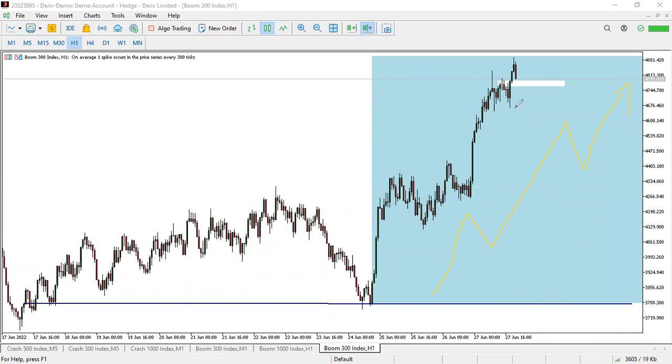I want to show you how to win these spikes. All these trades we're going to win them, guys, with no doubt. We are going to win these trades.